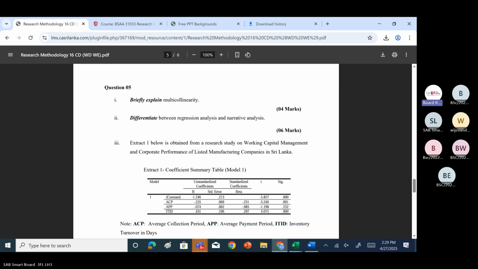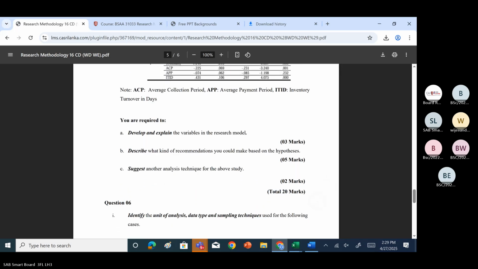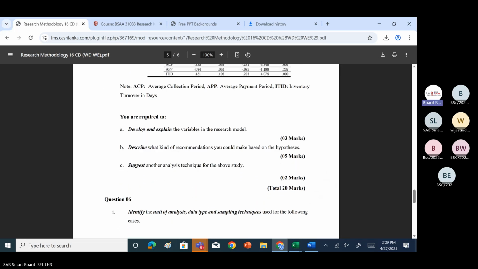Right. Question number 5 is regarding today's lesson, data analysis. Data analysis includes both quantitative and qualitative data analysis. See here, today we describe what kind of recommendation. So therefore, the recommendation is based on the hypothesis you have been offered. 5 marks for that topic.